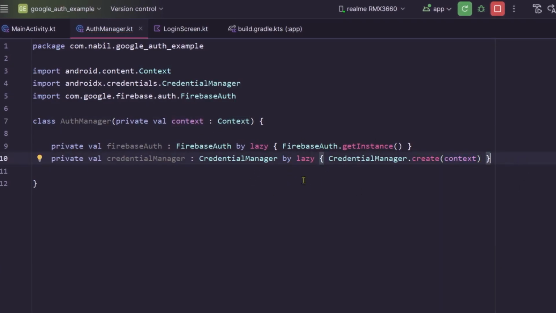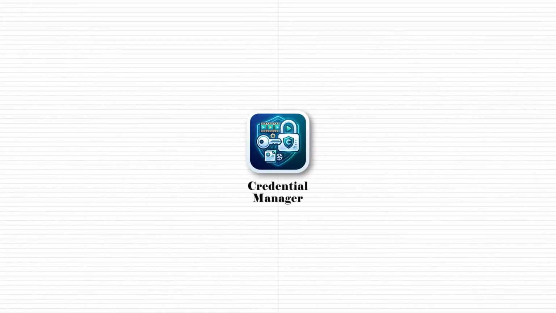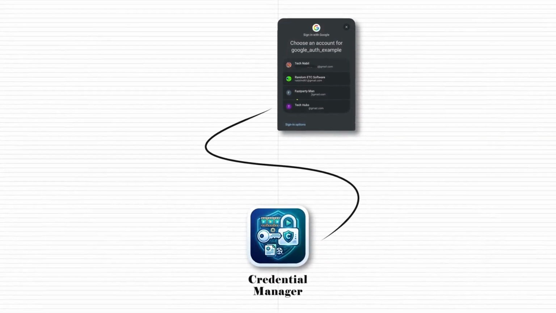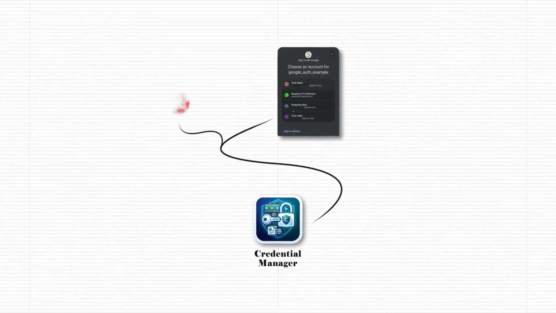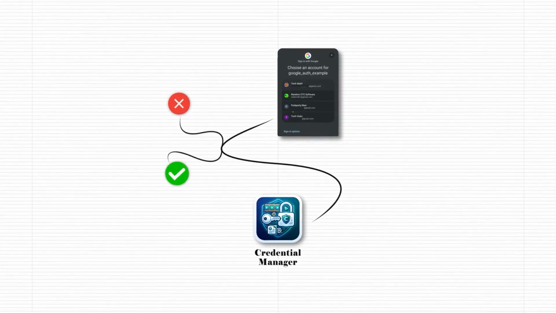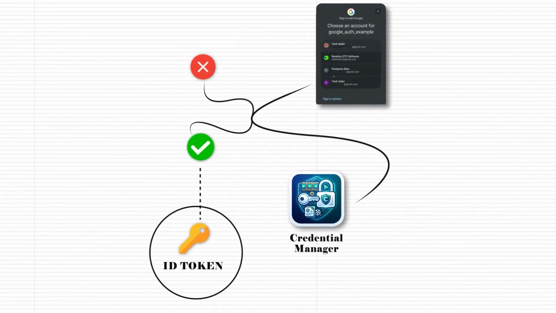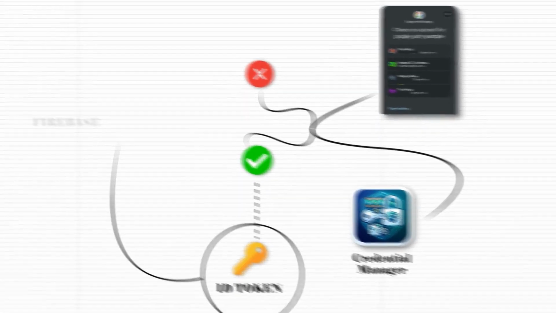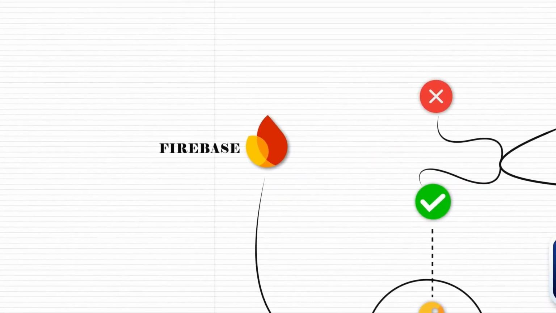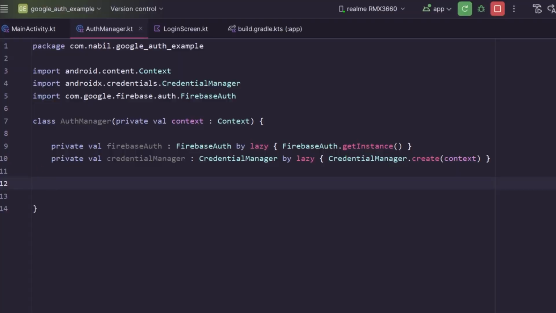The concept is actually pretty simple. Using the Credential Manager, we show this pop-up and get the result based on the user's action, whether they cancel or select an account. Then we take the ID token from the selected account and pass it to Firebase using FirebaseAuth. Firebase handles the verification and manages the user session for us. So let's create a method for signing in.